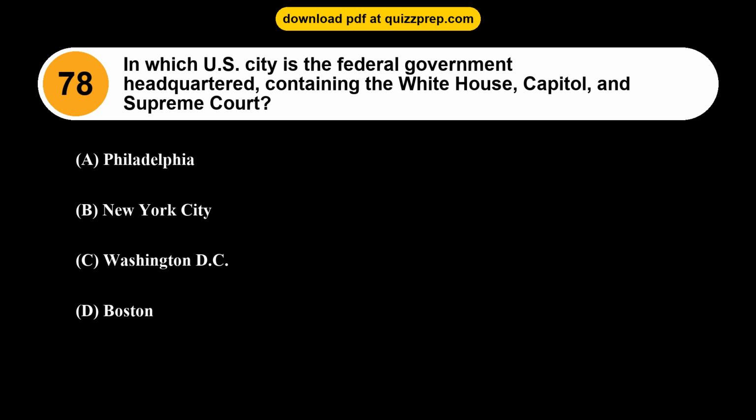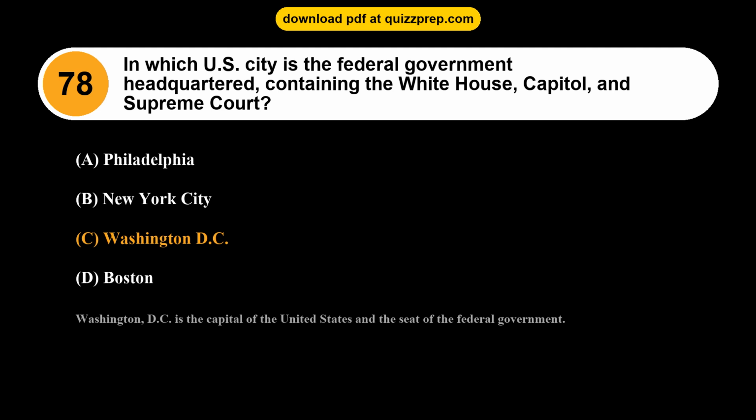Question 78. In which U.S. city is the federal government headquartered, containing the White House, Capitol, and Supreme Court? Option A, Philadelphia. Option B, New York City. Option C, Washington, D.C. Option D, Boston. The correct answer is option C, Washington, D.C. Washington, D.C. is the capital of the United States and the seat of the federal government.